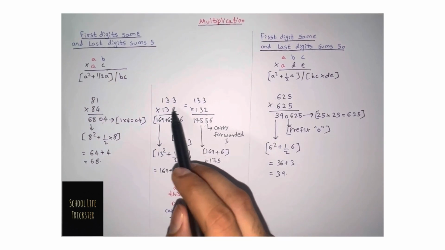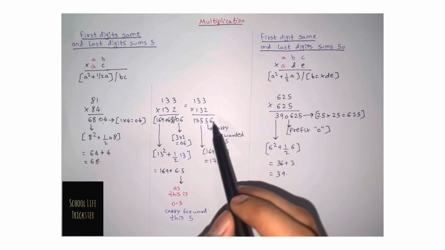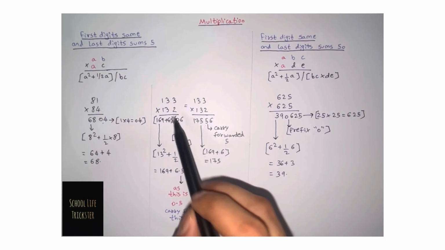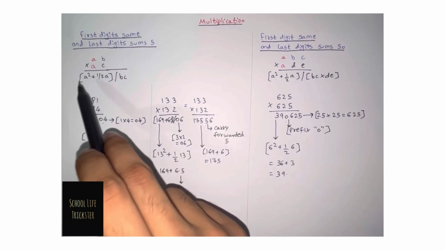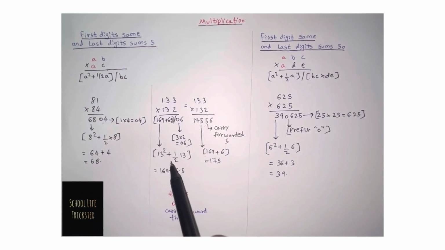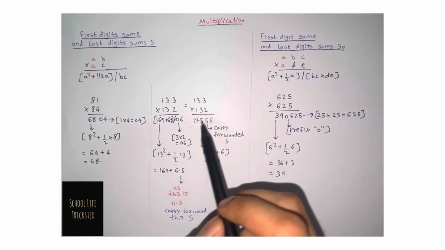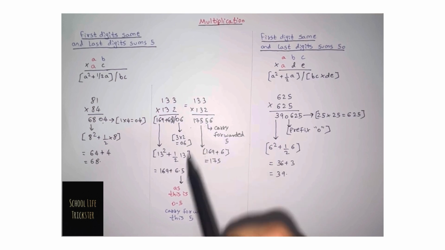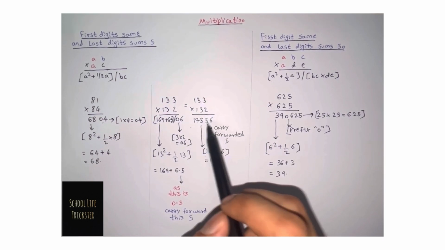Now see another example. 133 into 132 is 175 56. Now over here 3 into 2 is 6. Add a prefix of 0. Now by this formula, 13 square plus half into 13 is 169 plus 6.5. As this is 0.5, carry forward this 5. Now 169 plus 6 is 175. So write 175 over here and replace 0 by 5 by this carry forward. That is our answer, 175 56.